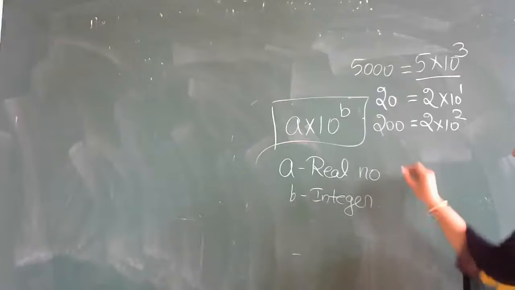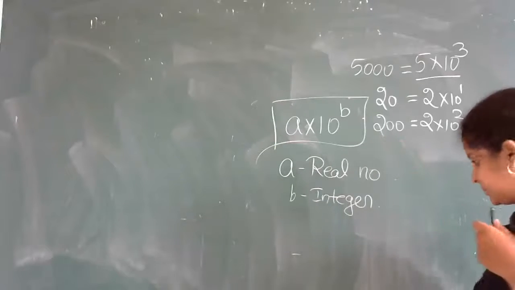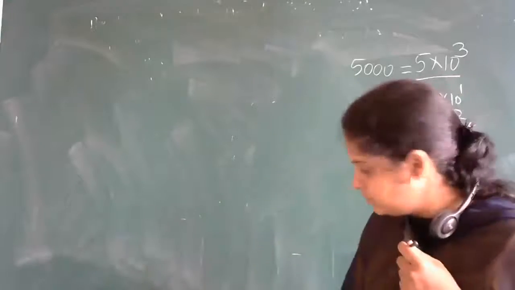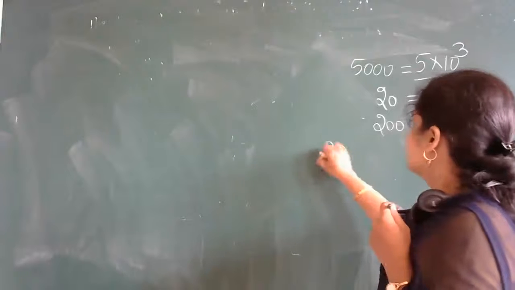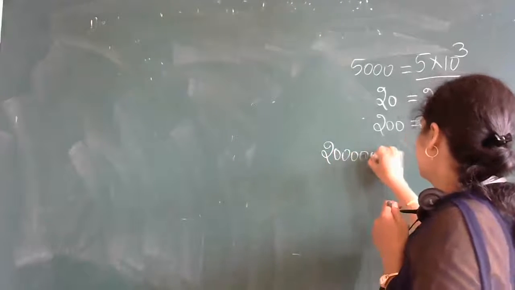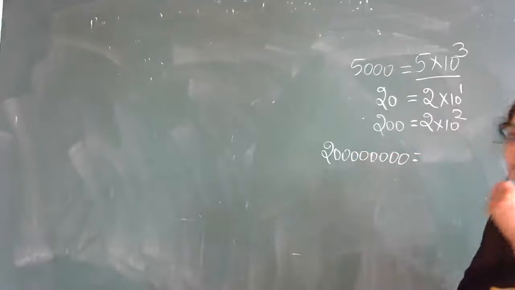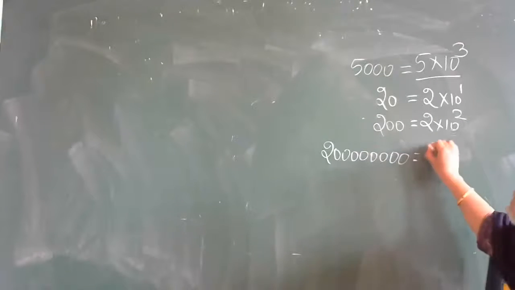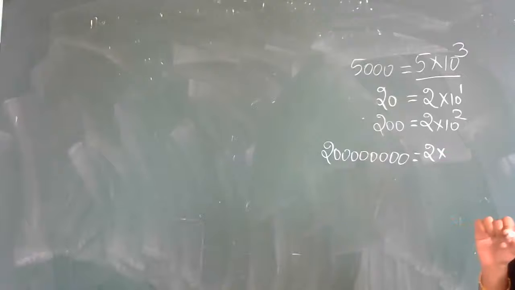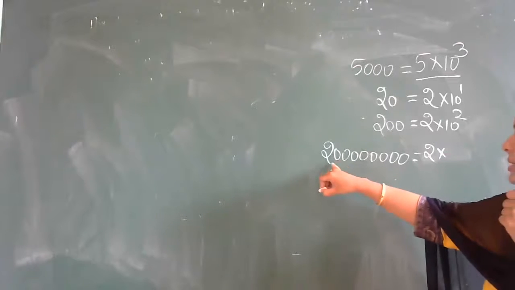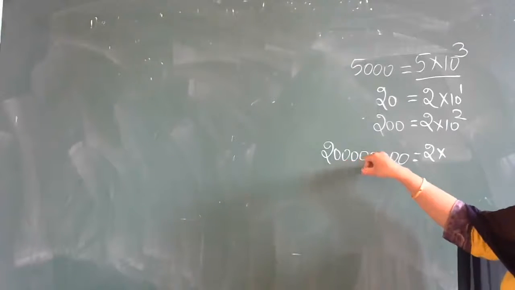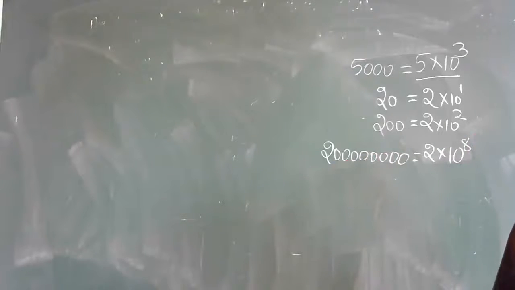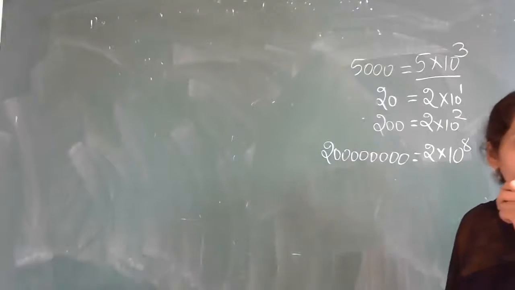Suppose I have a number that is... Now this number can be expressed in terms of scientific notation as 2 into... here what I'll write? See how many zeros are there? 1, 2, 3, 4, 5, 6, 7, 8. That is 10 to the power 8. So this is how we use scientific notations.